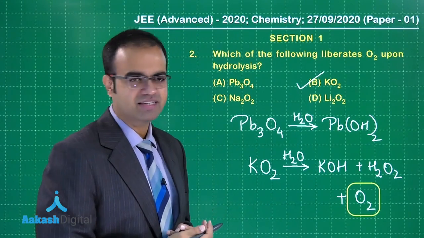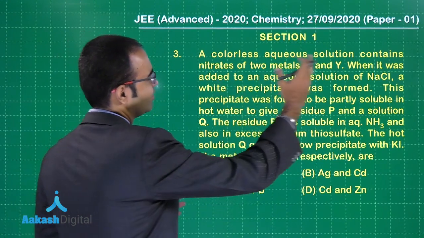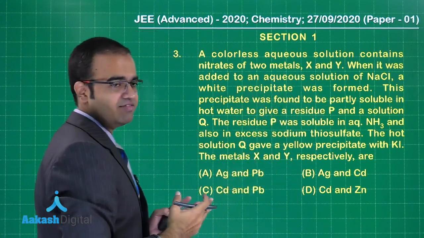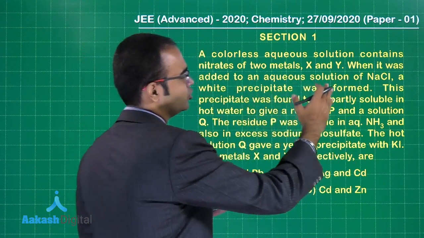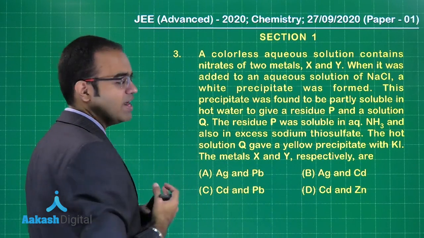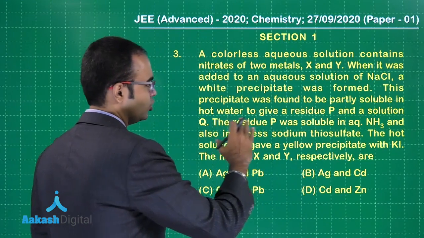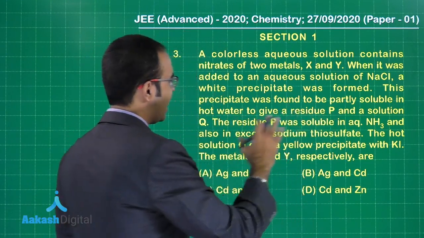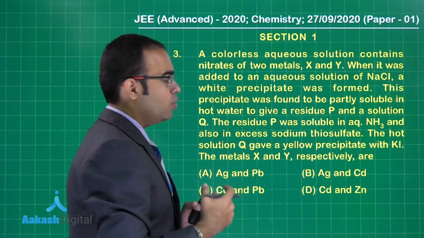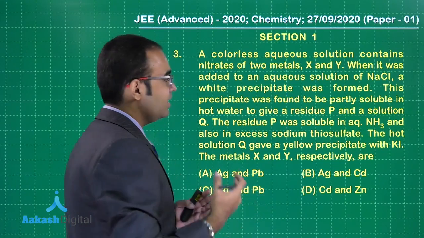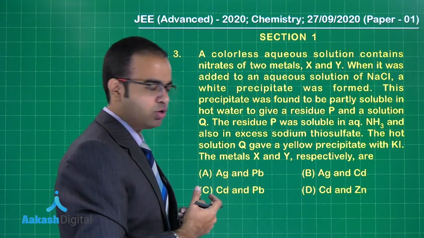Let us look at the third question, guys. Let us solve question number 3. A colorless aqueous solution contains nitrates of two metals X and Y. When it was added to an aqueous solution of NaCl, a white precipitate was formed. So with NaCl, it is giving you a white precipitate. This precipitate was found to be partly soluble in hot water to give a residue P and a solution Q. So one metal nitrate gives you a chloride which is partly soluble in water. The other is giving you a chloride which is completely soluble in water, right?